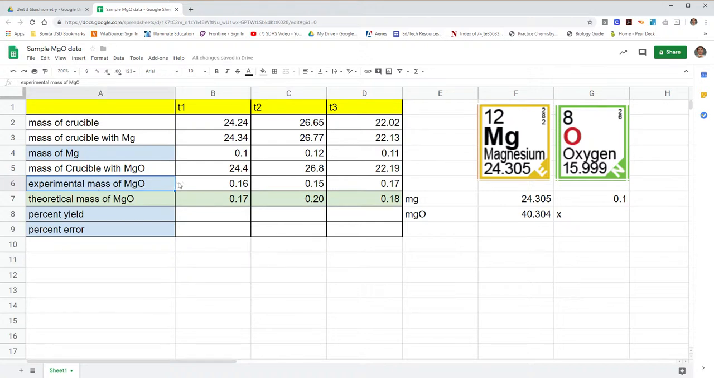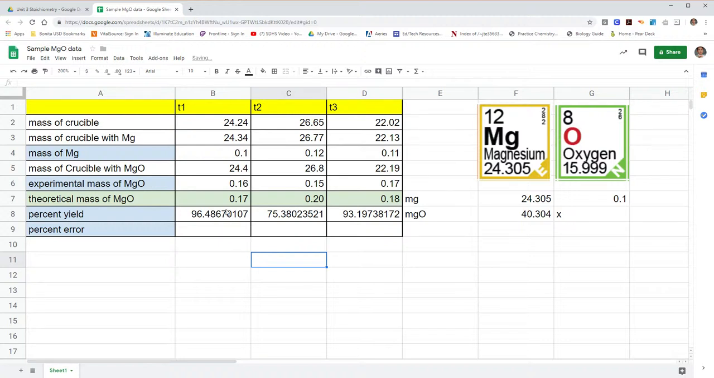And then the experimental is what we actually got. The percent yield is equal to the experimental divided by the theoretical. It's equal to this box divided by this box. Okay? Oh, and of course, gotta multiply that by 100. So here, I'm gonna go back up into the formula here. Parentheses, times 100. Done. And then I'll drag it across.